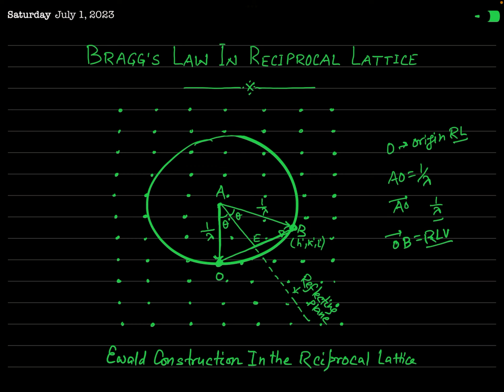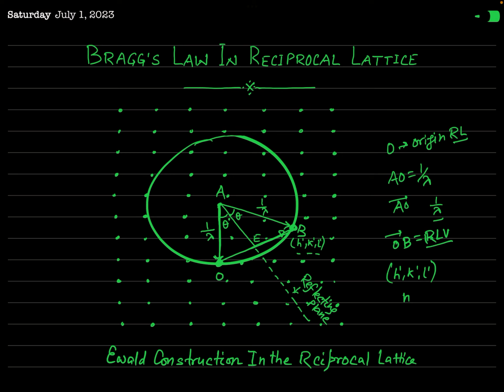Now you can see the figure. I have considered that the coordinates of this point B are H prime, K prime and L prime. It means that H prime, K prime and L prime are the coordinates of point B. Okay. And these coordinates have a highest common factor, let us say n.